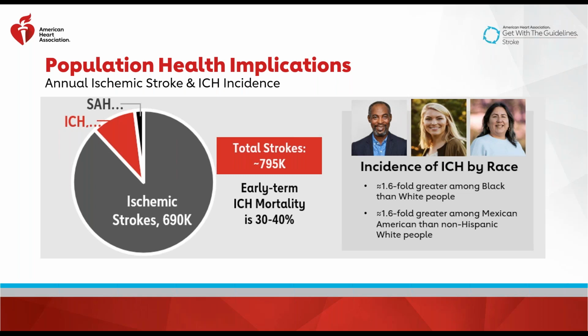We also see significant racial disparities, with about a 1.6-fold greater incidence of ICH in the Black population than in the white population. The same increased incidence is seen among Mexican Americans compared with the non-Hispanic white population. The organization of healthcare systems is increasingly recognized as a key component of optimal stroke care. The guideline recommends development of regional systems that provide initial intracerebral hemorrhage care and the capacity, when appropriate, for rapid transfer to facilities with neurocritical care and neurosurgical capabilities.